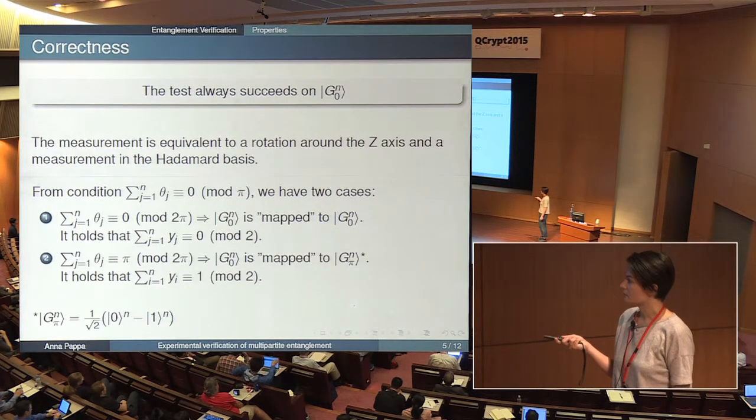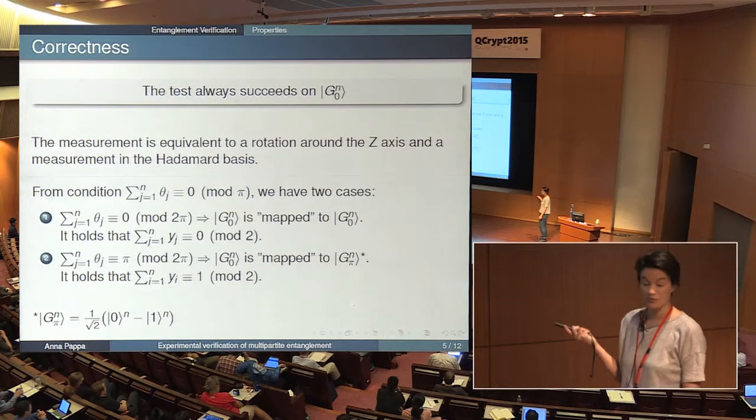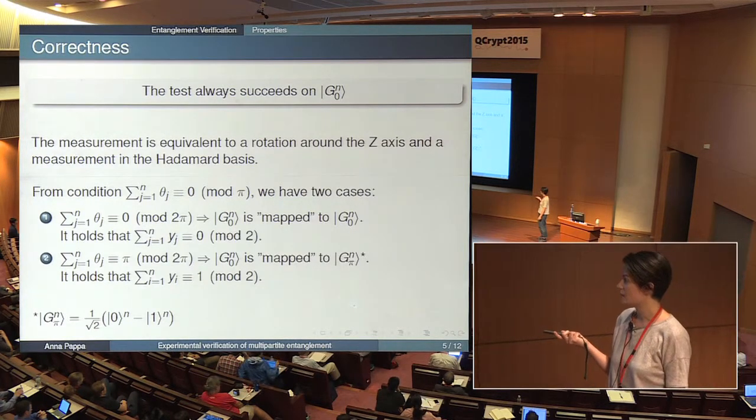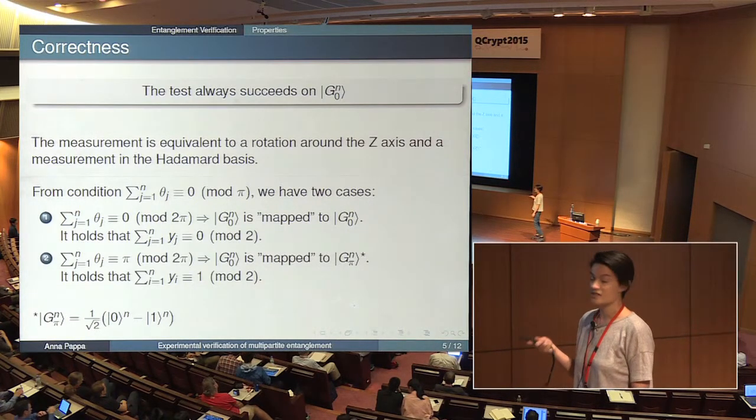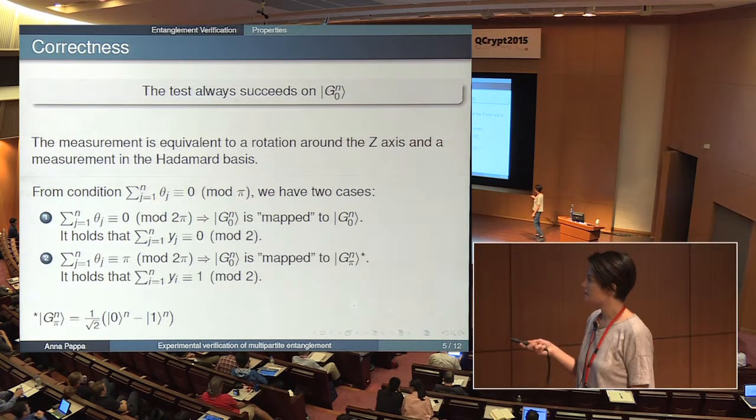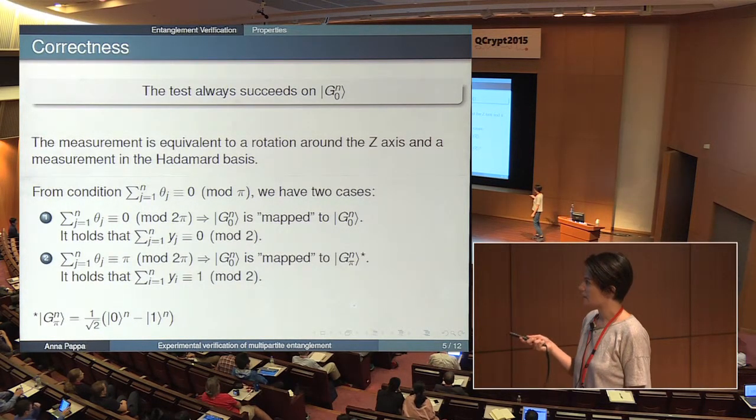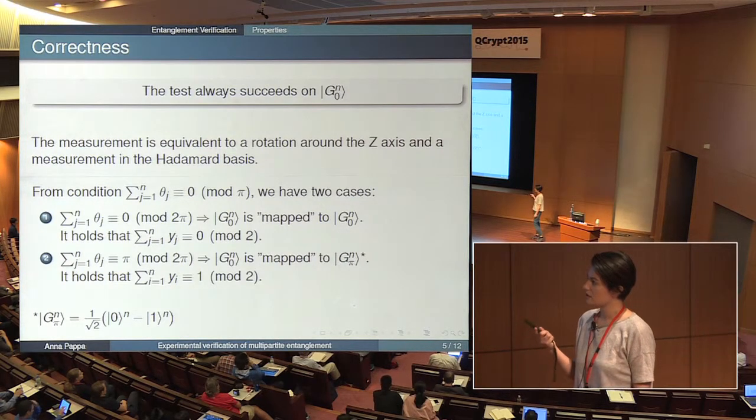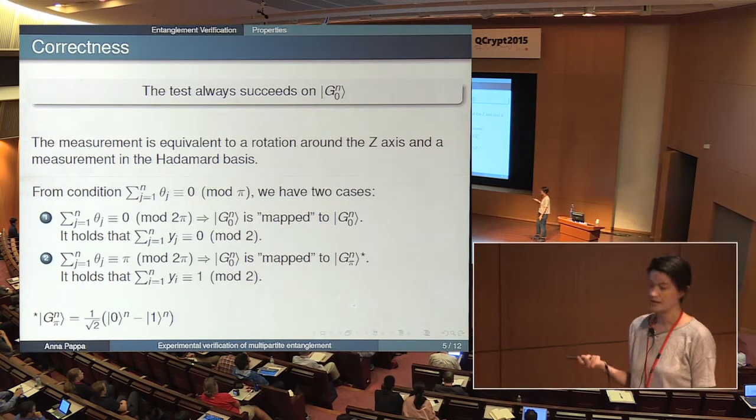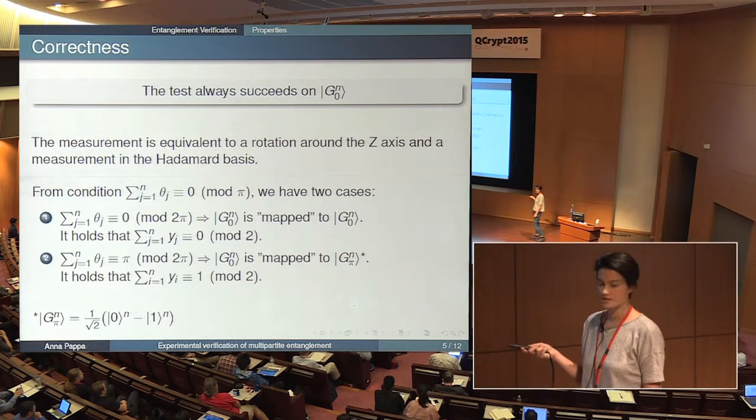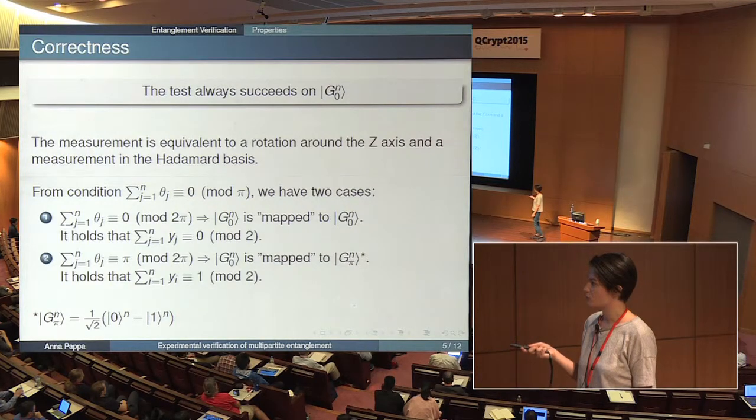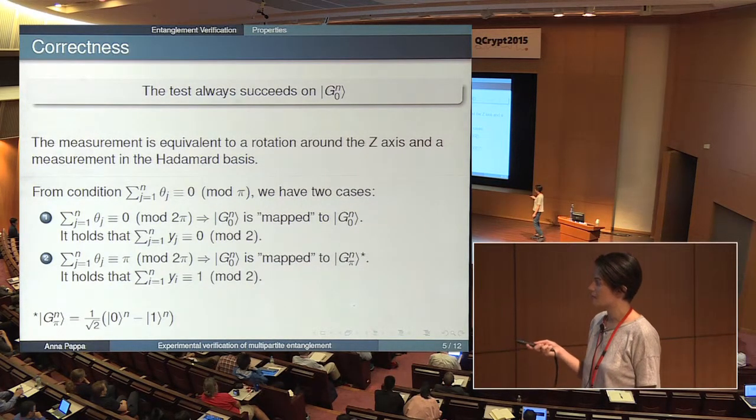As I said before, the first case is that the sum of the inputs is an even multiple of pi. And what this means is that when we rotate the GHZ state by 0, 2 pi, etc., then the GHZ state is mapped to itself. So it goes back to the GHZ. And when we measure the GHZ in the Hadamard basis, what we get is a superposition of strings that have parity 0. So we see that the test passes for this specific case, because we get a 0, and here we also had a 0 to pi.